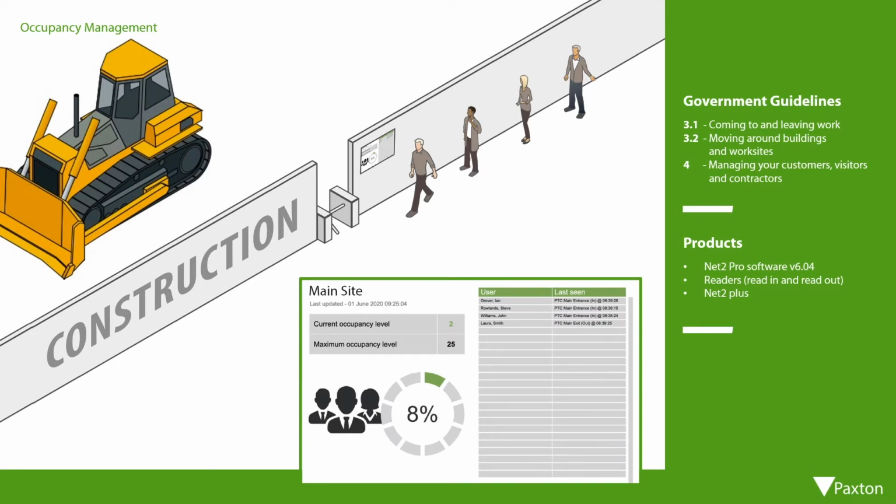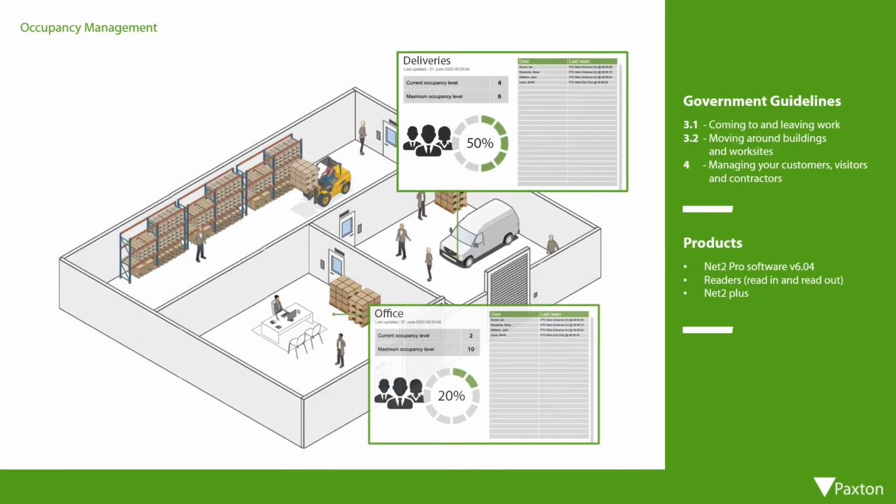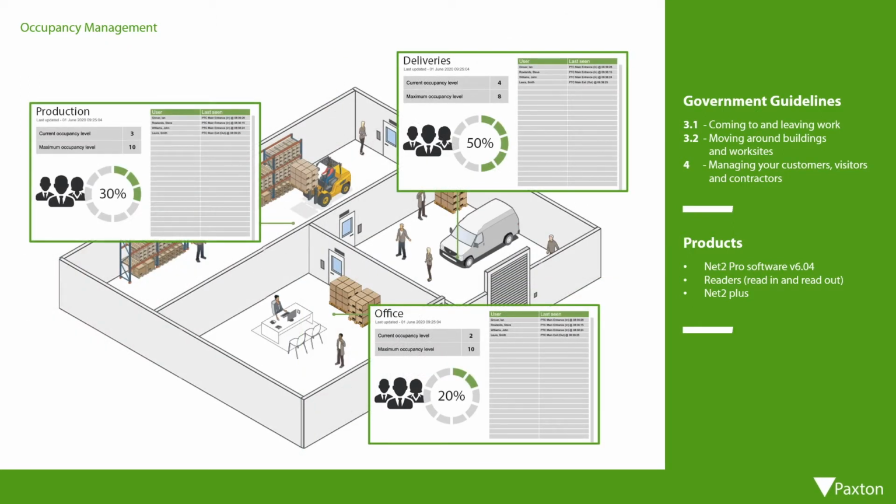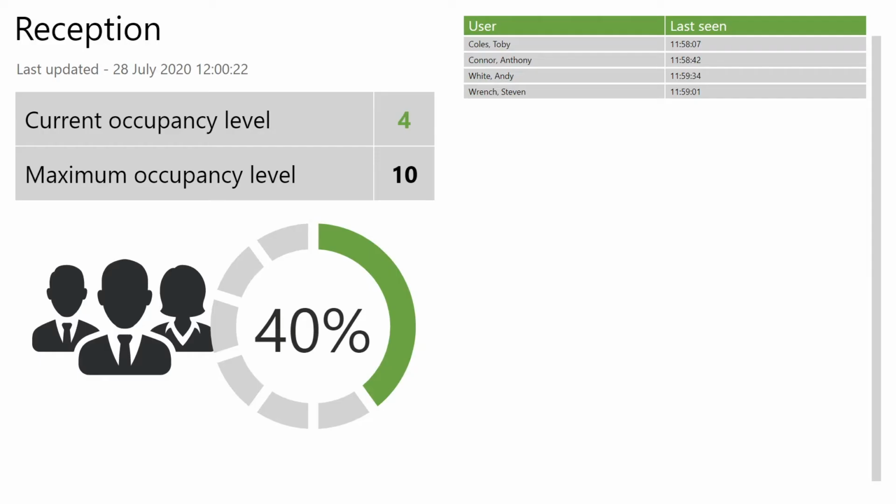The feature also includes the ability to visually display the level of occupancy in a designated area to allow the visual management of people density. This is achieved by simply creating a web page within the Net2 software that can be saved on a network and displayed on any device that has a network connection.